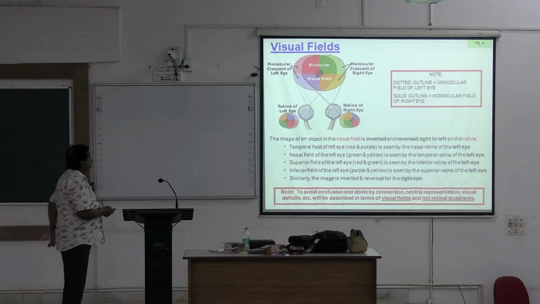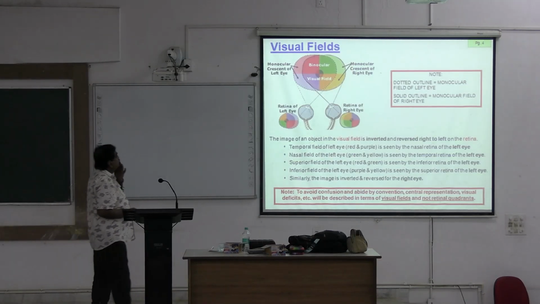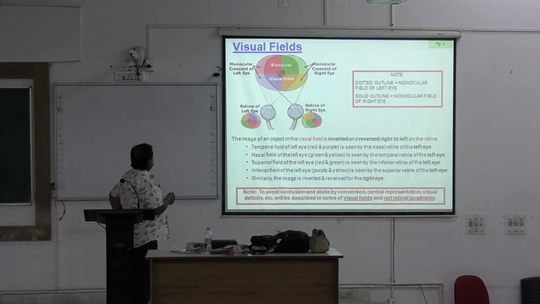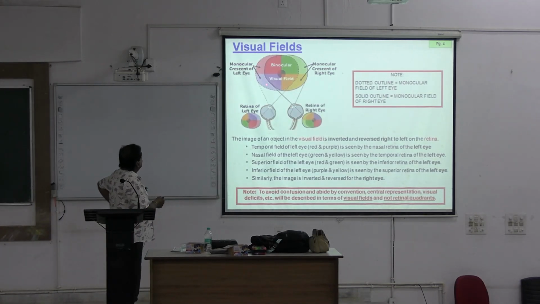Now, visual fields: the monocular crescent of the left eye, the binocular visual field, the monocular crescent of the right eye, the retina of the left eye, the retina of the right eye. The dotted outline is the monocular field of the left eye. The solid outline is the monocular field of the right eye.